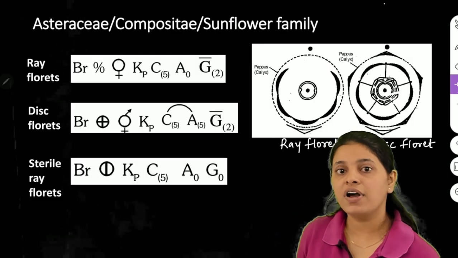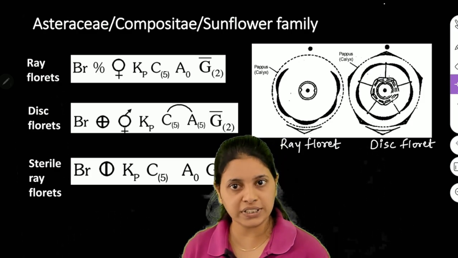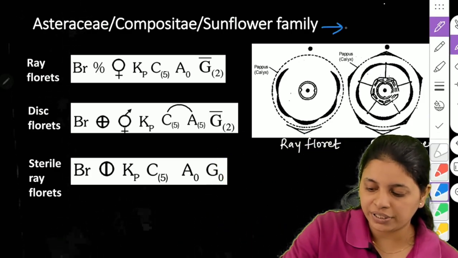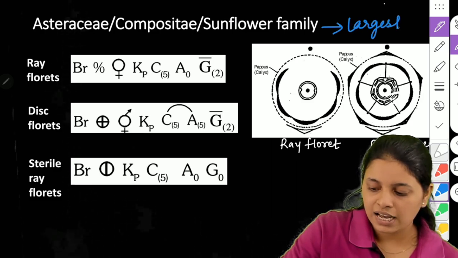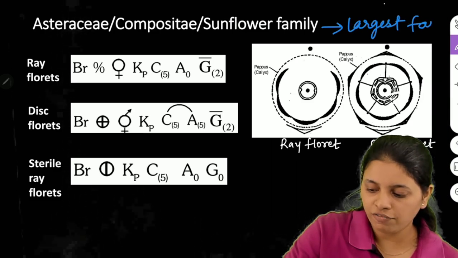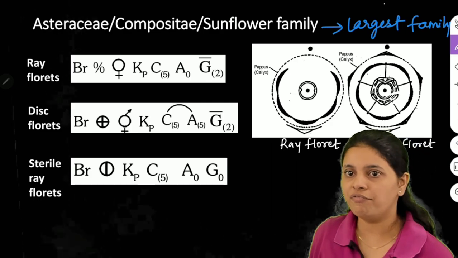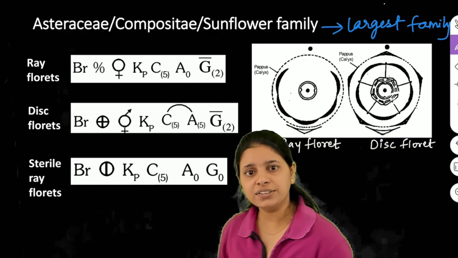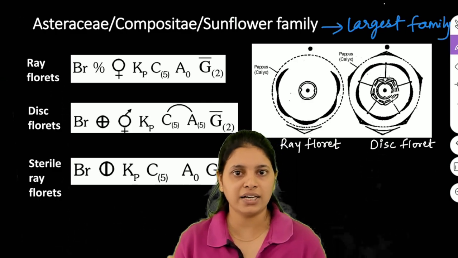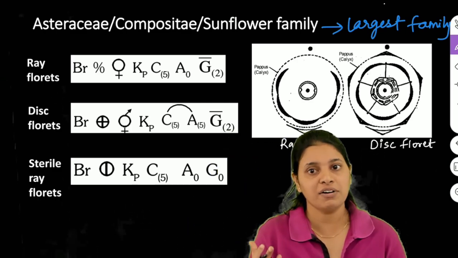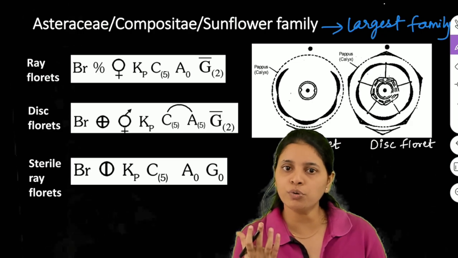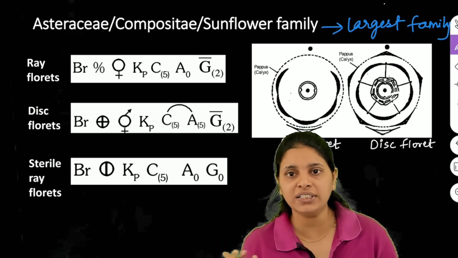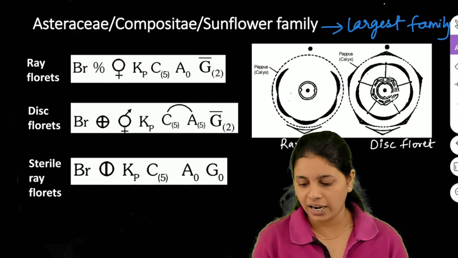Next, we have Asteraceae, that is Compositae or sunflower family. This is the largest family of flowering plants. Okay, very important. Now, when we try to understand the floral formula and the diagrams of Asteraceae, that is the sunflower family, okay, first we need to understand how all the florets in this family are actually arranged.